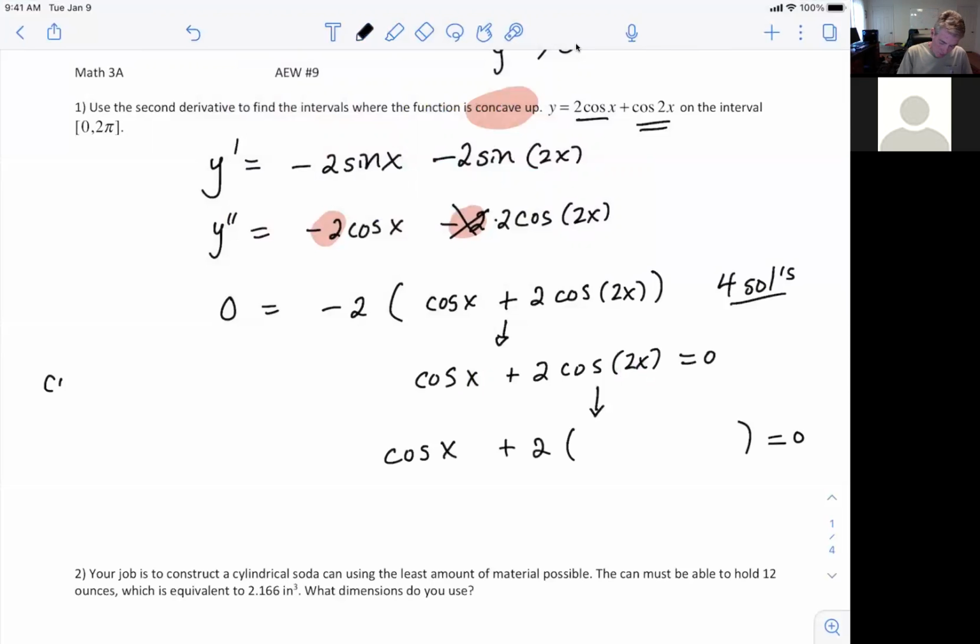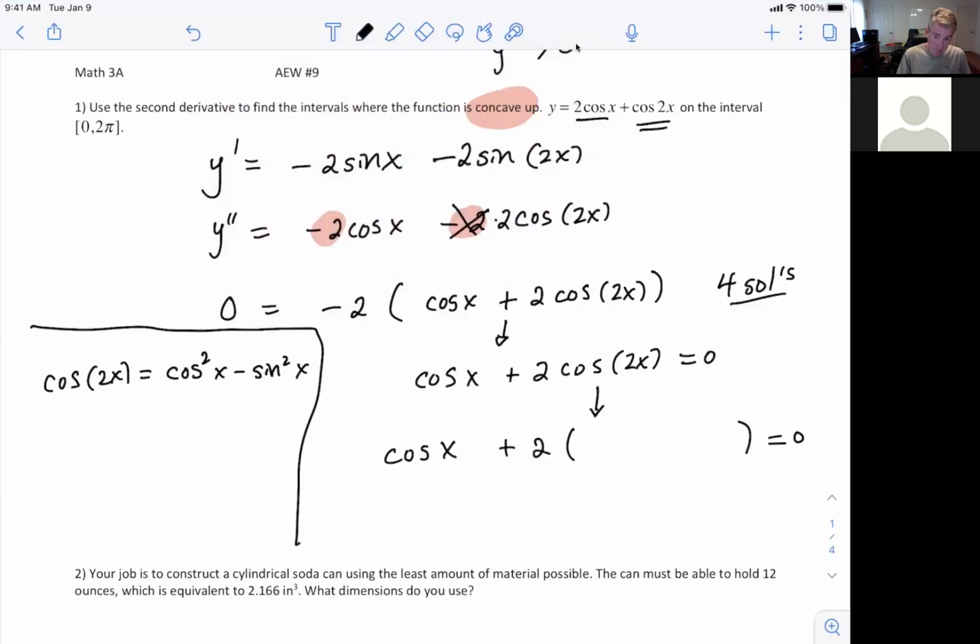For cosine of 2x, there's actually 3 identities. The one that I remember is cosine squared minus sine squared. But if I use that identity, then I'm going to be introducing sine squared into the problem, and I want it to be all cosines. So for another identity, you could just leave the cosine squared there, and then replace sine squared with 1 minus cosine squared.